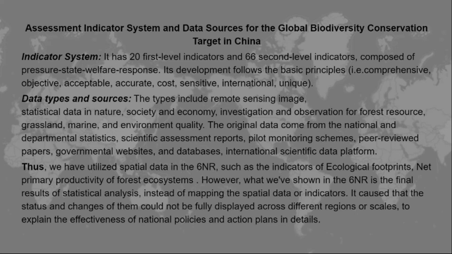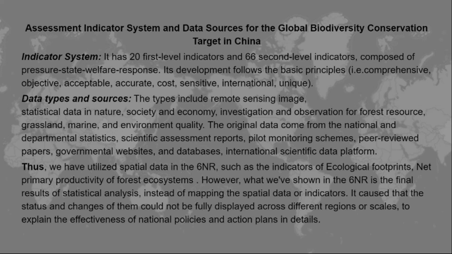Next, I will introduce the assessment indicator system and data source for the China's sixth national report. Our indicator system is based on the pressure-state-welfare-response framework, including 21 first level indicators and 66 second level indicators. The data types include remote sensing image, statistical data, investigation, and observation data, and the data sources involve national and departmental statistics, international scientific data platform, and so on.